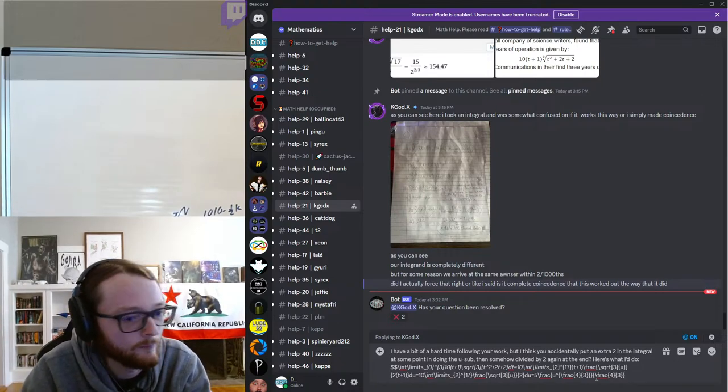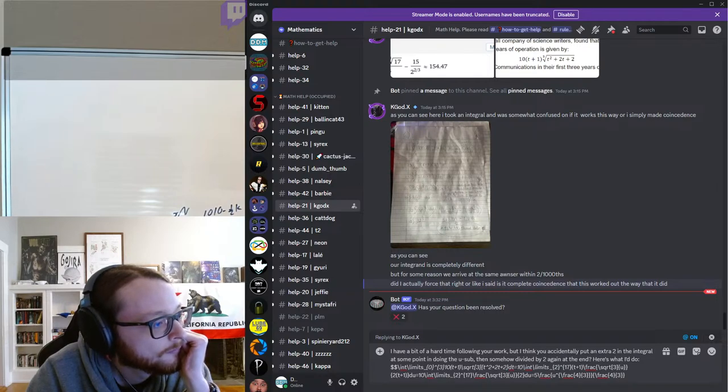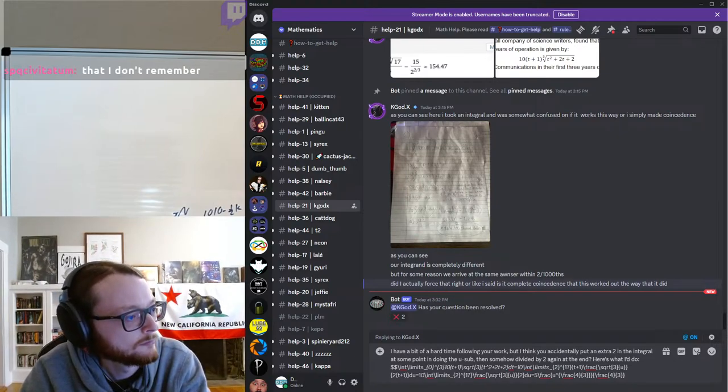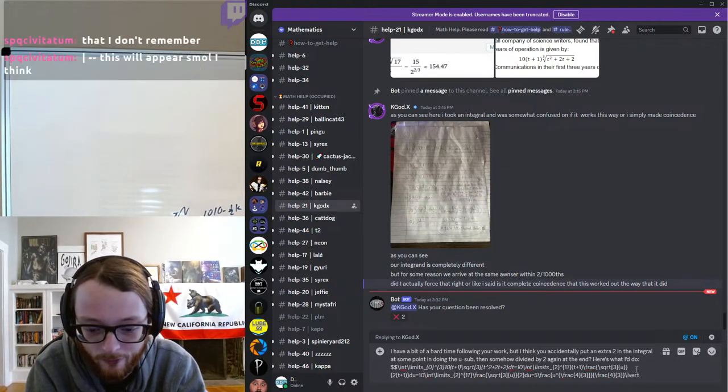Oh, and how do you do the bar to evaluate the limits? I don't see it. Oh, slash. I see slash lvert and slash rvert for the absolute value symbols. I'll just try lvert, I guess. It'll appear small. Okay, I'll just try lvert and see what happens.